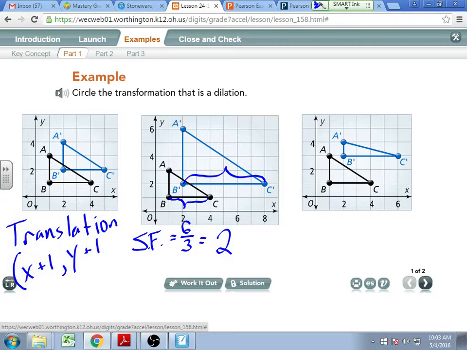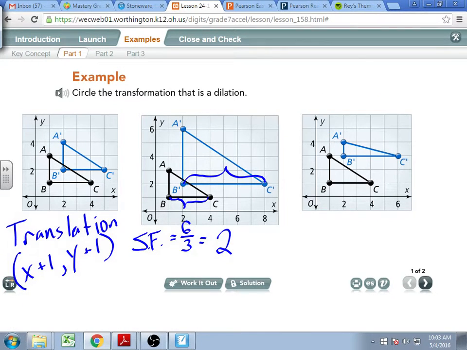X plus 1, y plus 1. Now this can be deceiving because at first you see, oh, this ray will work here. Not once you check A and C. It only works for B, and there's no change in scale. It's the exact same size. So it is a rigid transformation, but it is just a translation.